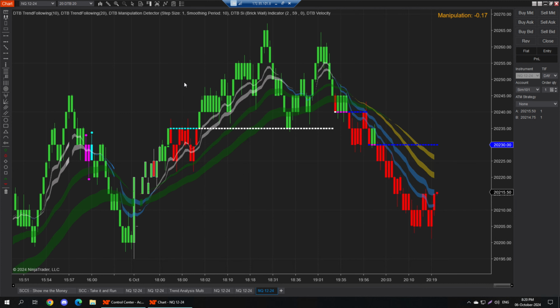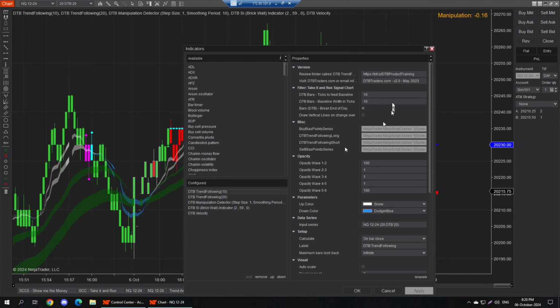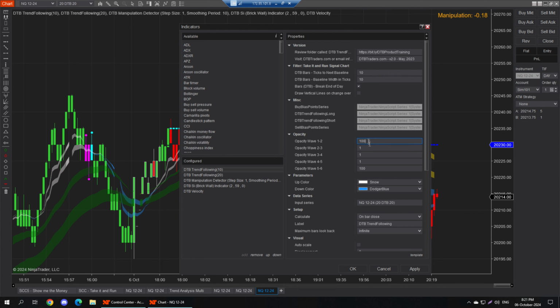If we go to the indicator settings, you will see that we've got the trend following as a 10-10, and we've got a trend following as a 20-20. This is plotted on the 2020 bar. So we've only got the one data series on the chart, but the indicator itself is plotting as if it's a 10-10 bar size. So it's basically giving you a quicker response time to be able to enter positions based on changeovers. And I've also changed the opacity.